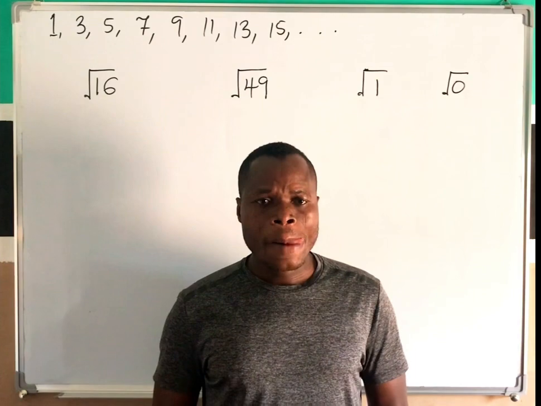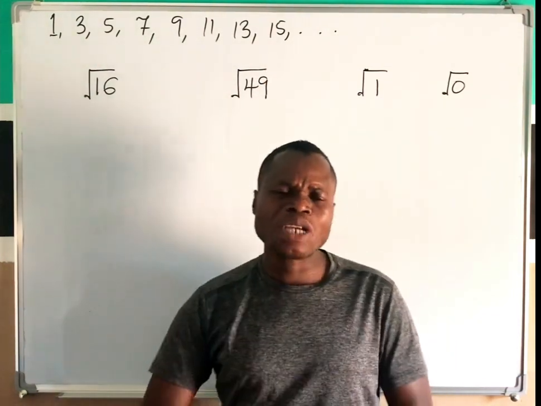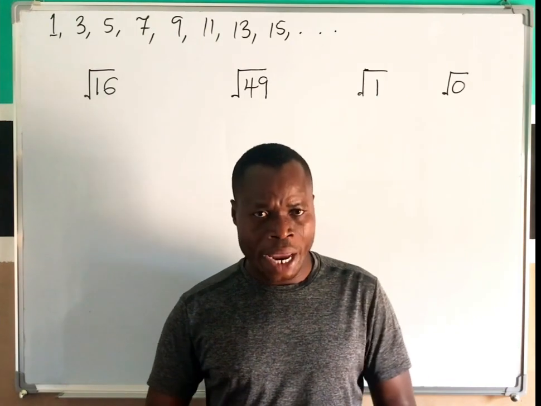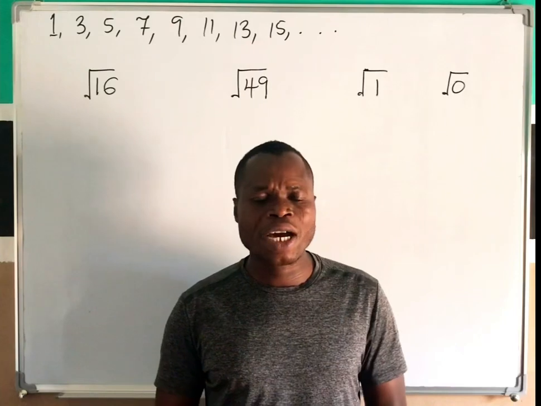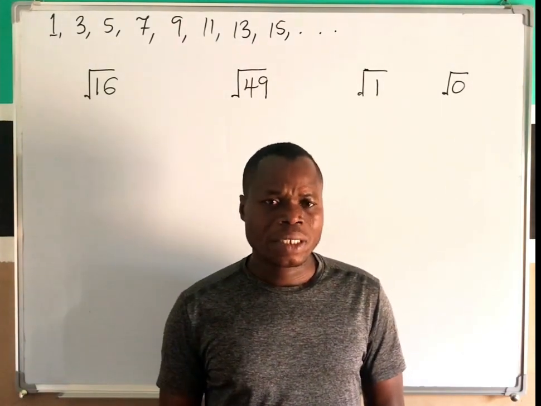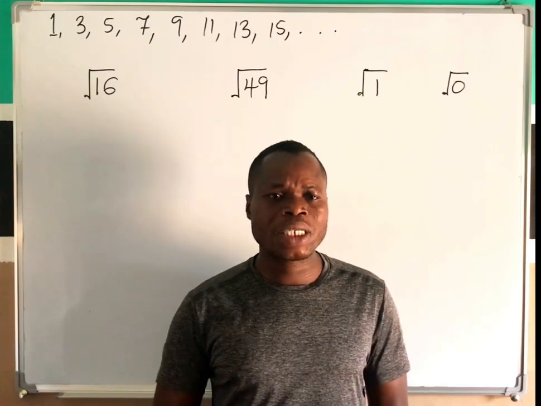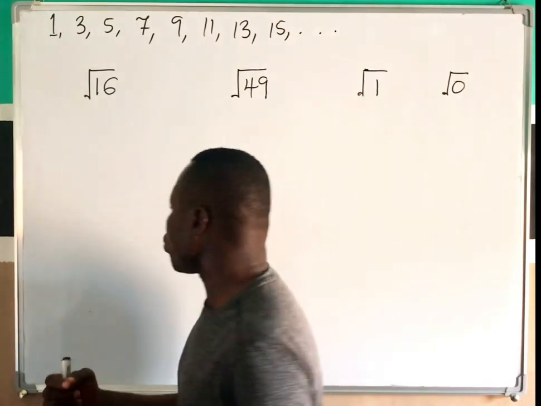Second step, subtract each of these numbers from the number that you are going to find the square root of until you get 0. When you do that and your final result is 0, then you count the number of subtractions that you have done, and the number of times that you have done the subtraction is going to be your final answer. So let's start to find the square root of 16.